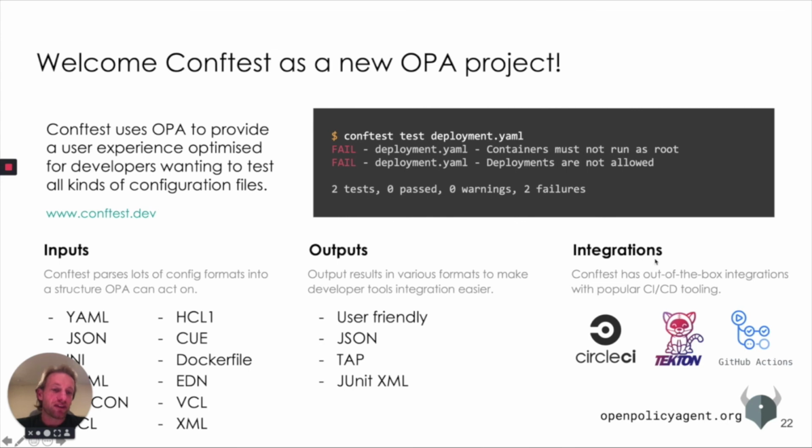Finally, it's got a number of integrations for CI/CD pipeline and CI/CD tooling that you see there: Circle CI, Tekton, and GitHub Actions. That's really powerful because a lot of people do like using ConfTest in CI/CD pipelines to make sure that structured configuration files will pass the organization's policies before they're actually merged into that Git repo. Welcome to ConfTest as a new OPA project. I certainly recommend you check it out if you're looking at writing OPA policies over configuration files.